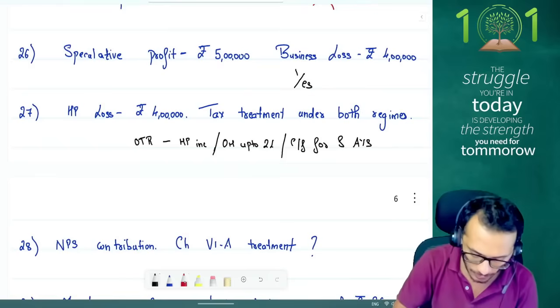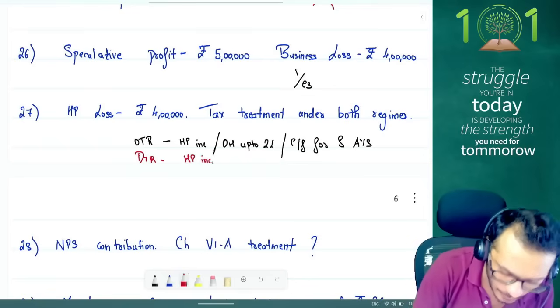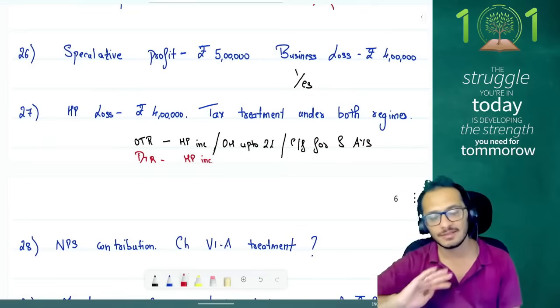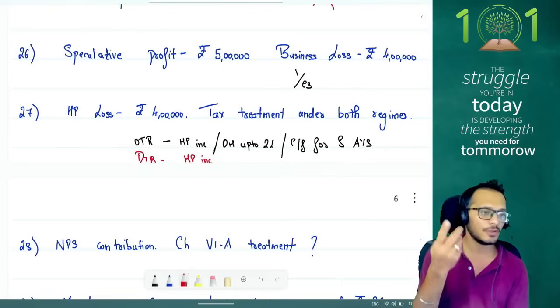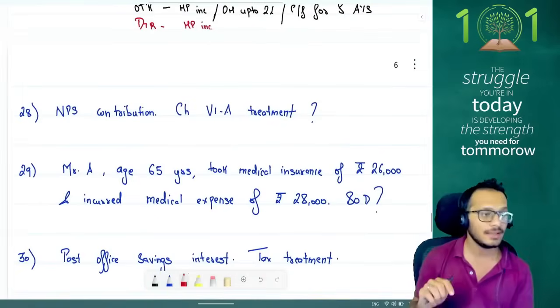But when it comes to the new tax regime, if it is the default tax regime, you can only set off against HP income. No carry forward, no other head adjustments. Directly set off only against HP income. If you're not able to set off, it is permanently gone. Yes, yes, yes.